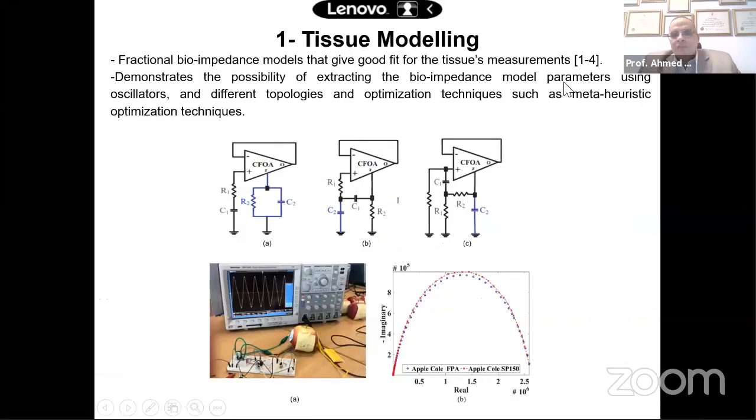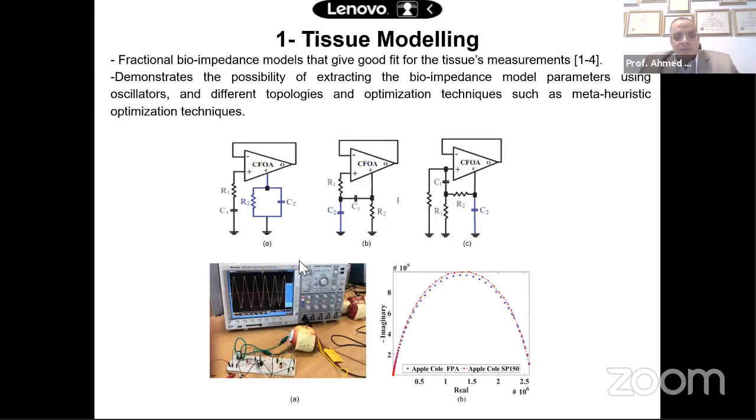The outcome of this project can be summarized as follows. We discussed actually several items. We discussed the tissue modeling. We used the fractional bioimpedance models for 4 international papers, and demonstrated the possibility of extracting the parameters of the bioimpedance for many vegetables and fruits using the optimization technique and metaheuristic optimization techniques. Actually, we discussed many optimization techniques and chose the best one of them.